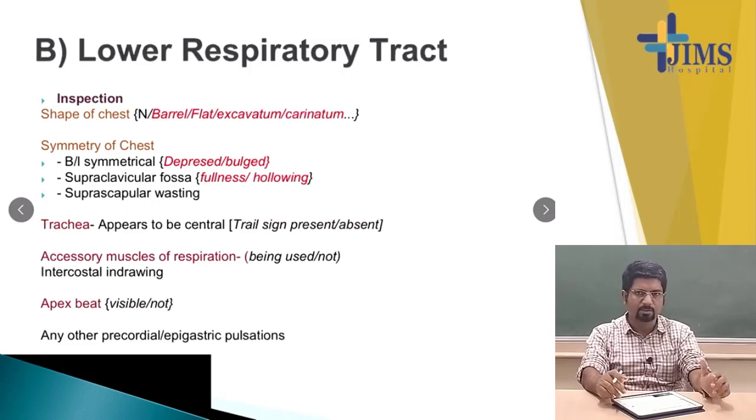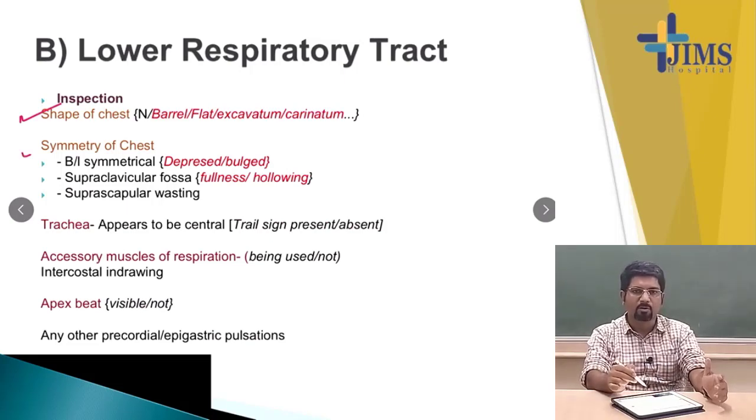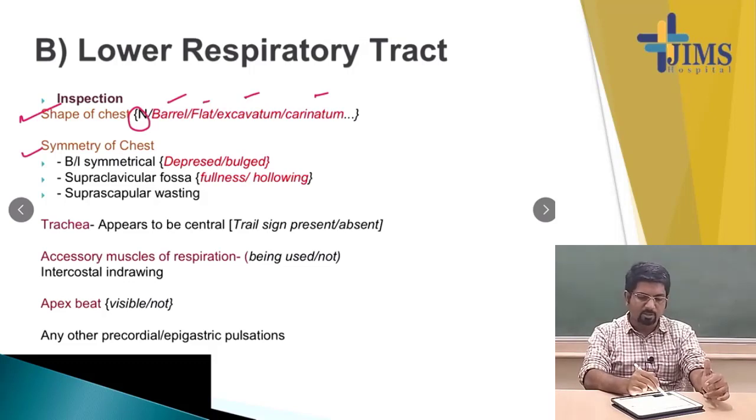Now come to the lower respiratory system proper. We first start with the inspection. In the inspection, we first see the shape of the chest and symmetry of the chest. The shape of the chest has already been described in anatomy. It may be either normal or barrel-shaped, flat, pectus excavatum or pectus carinatum. And for symmetry of the chest, you have to look from the front, side and back, whether it is depressed or bulging, and particularly the supraclavicular area, any fullness or any hollowing.